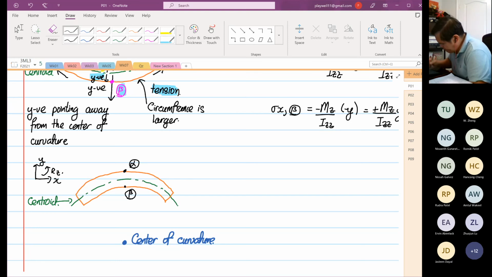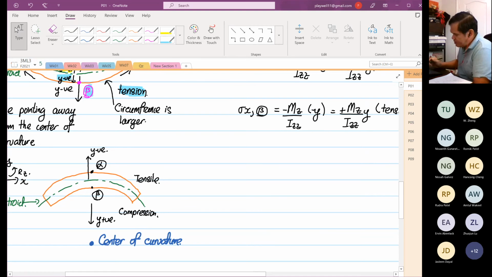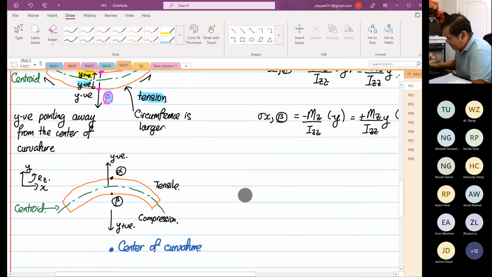Okay. So when that is the case, relative to the center of curvature, now watch this. Over here is your Y positive, right? And going this way from the centroid is your Y negative. So by observation, you can see that the top part is now your tensile part, and your bottom part is your compression part.